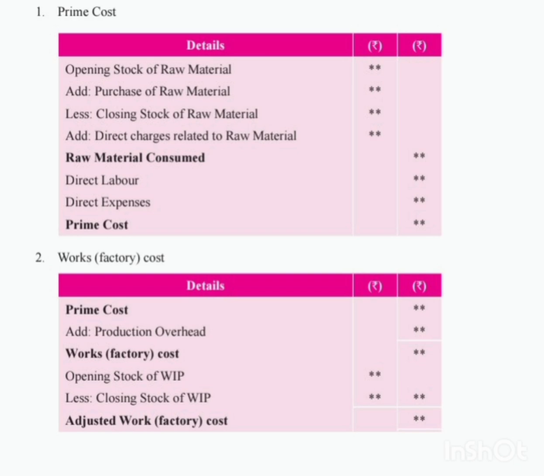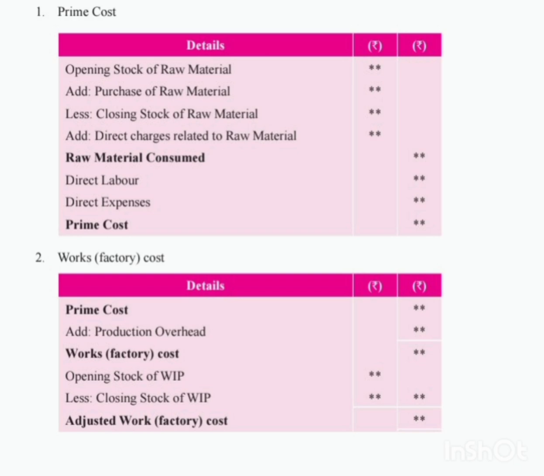Let's break it down. First one is prime cost. First step, we have prime cost. This is the direct cost of manufacturing a product, and it includes three things, that is direct material, direct labor and direct expenses. Direct material, that's the raw stuff used to make the product.